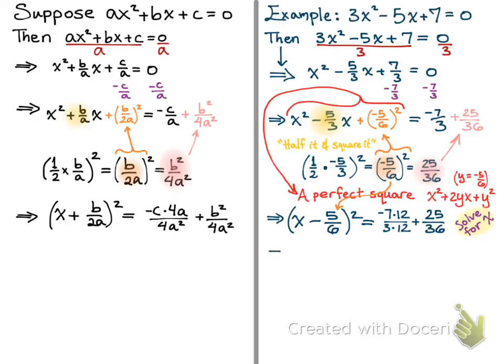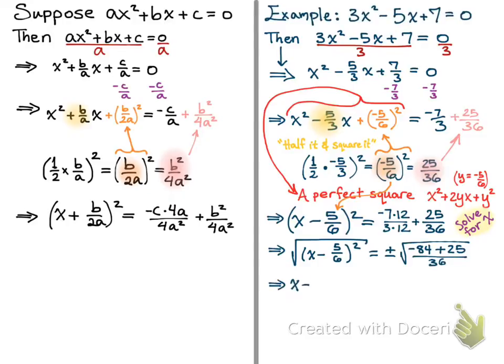So on the right-hand side we get x minus 5/6 squared is equal to plus or minus the square root of negative 84 plus 25 over 36. And then when we take the square root of a square, we just get x minus 5/6 is equal to plus or minus the square root of 59 over 6. And then adding 5/6 to both sides, we get x equals 5/6 plus or minus the square root of 59 over 6.